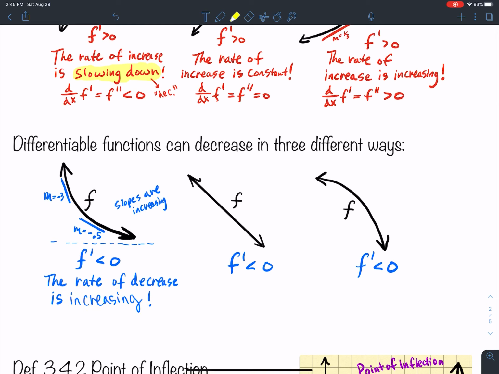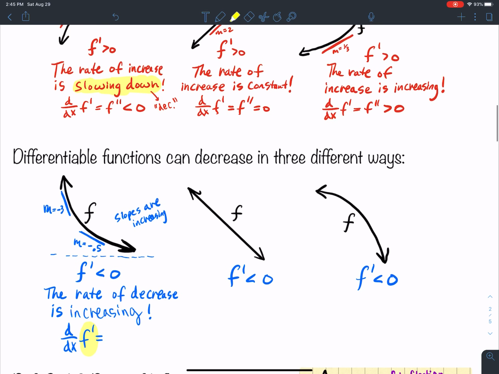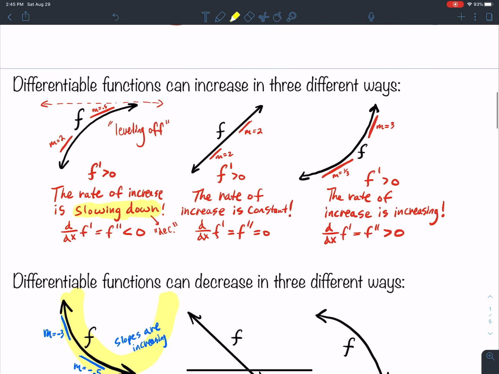Now, for the derivative of the derivative, the rate of decrease, this is equal to the second derivative, which is positive. If the second derivative is positive, what do we know? We have a concave up curve. Just like here, we had a second derivative that was negative, we had a concave down curve. Over here, we had a second derivative that was positive, and that's a concave up curve. Here, the second derivative was 0, and that meant there was no concavity. So we don't draw any concavity there.